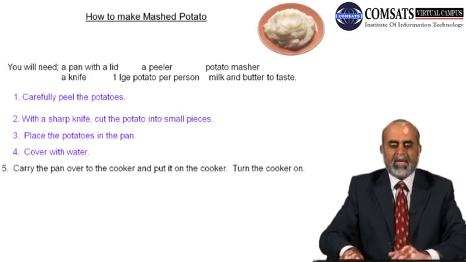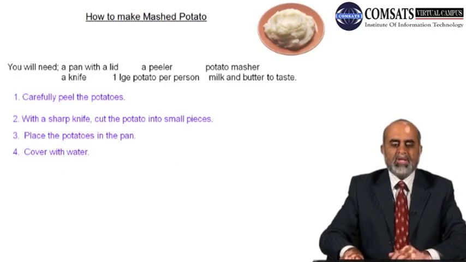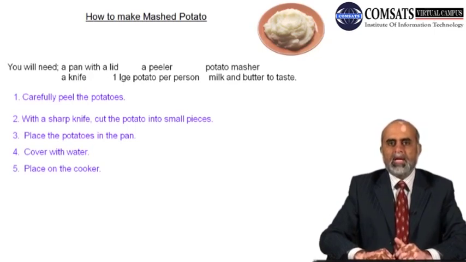Okay, instead of carry the pan over to the cooker and put it on the cooker, turn the cooker on. Again, this is redundant information. This is very obvious. We don't need to place this information. Instead, we can change it with this simple sentence as place on the cooker. And you don't need to tell that turn on the cooker. It is very obvious. Okay.